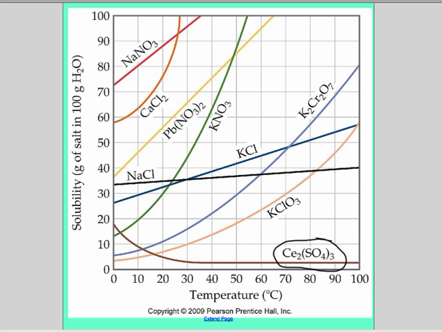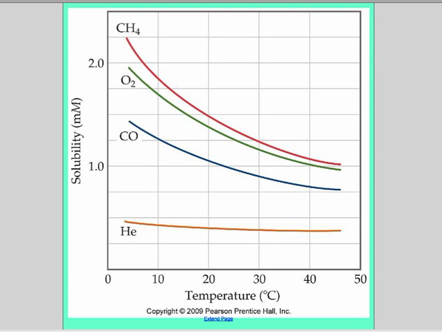If we're looking at this one, the one that would be most soluble, depending on the temperature, would be either sodium nitrate or calcium chloride. The one that would be least soluble, depending on the temperature, would probably be the cerium sulfate, but you'd have to look at the temperature situation. This graph is just showing you solubility of gases with temperature, and you can see that they decrease. So the higher your temperature, the less gases are going to be dissolved in things.